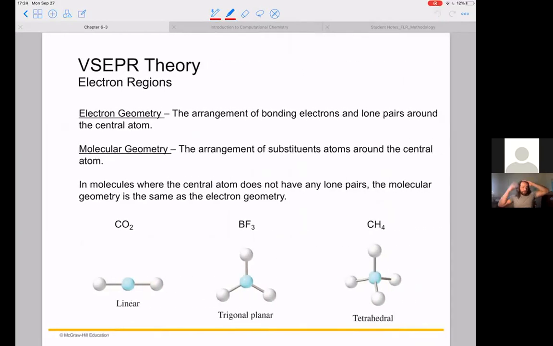Now, eventually, we're going to distinguish between the electron geometry and the molecular geometry. The electron geometry is how the electrons are oriented. The molecular geometry is specifically the arrangement of just the atoms, so it's sort of like ignoring the lone pair. We're going to break this into 2 parts. In this first part, we're only going to be concerned with cases where the electron geometry and the molecular geometry are the same, which happens as long as the central atom doesn't have any lone pairs.